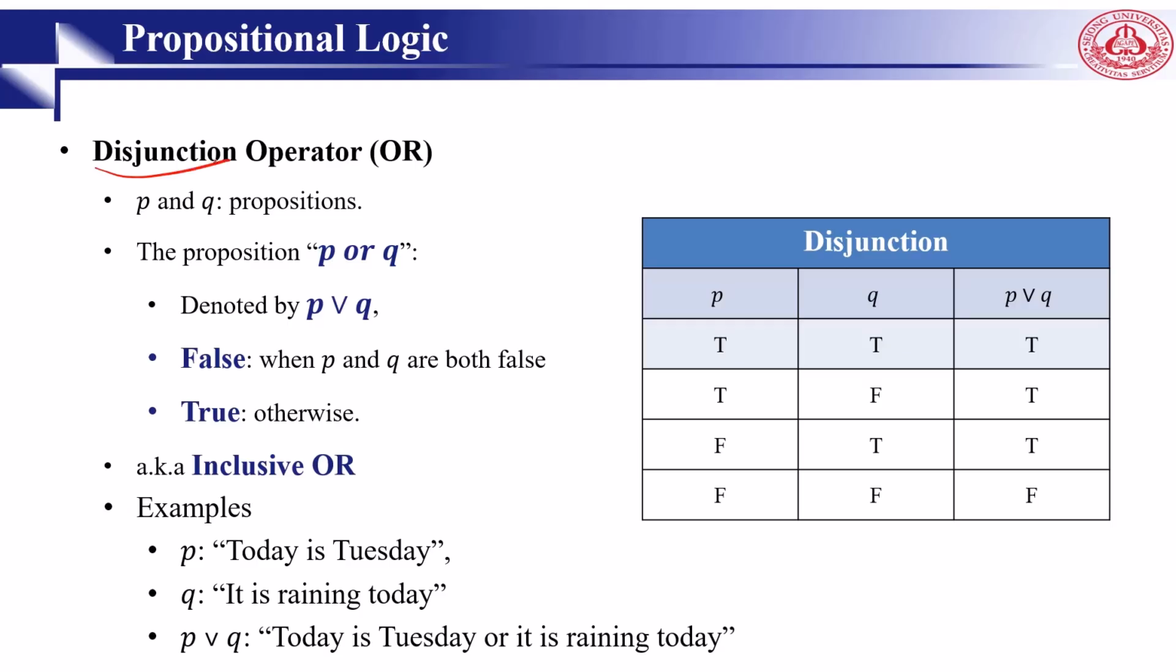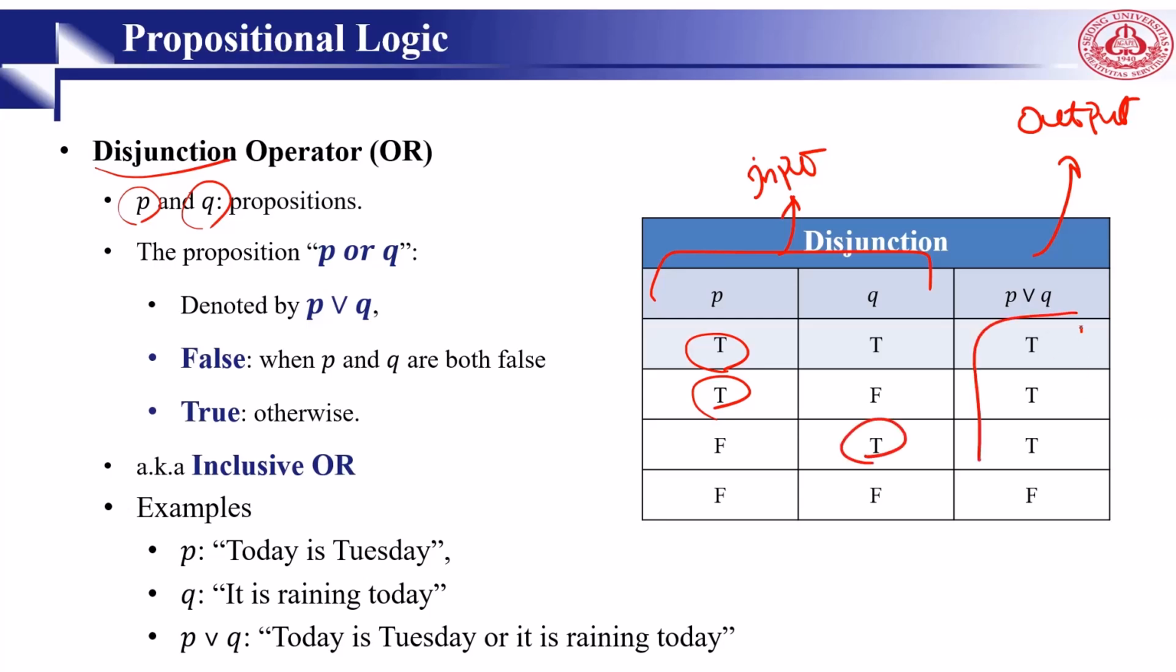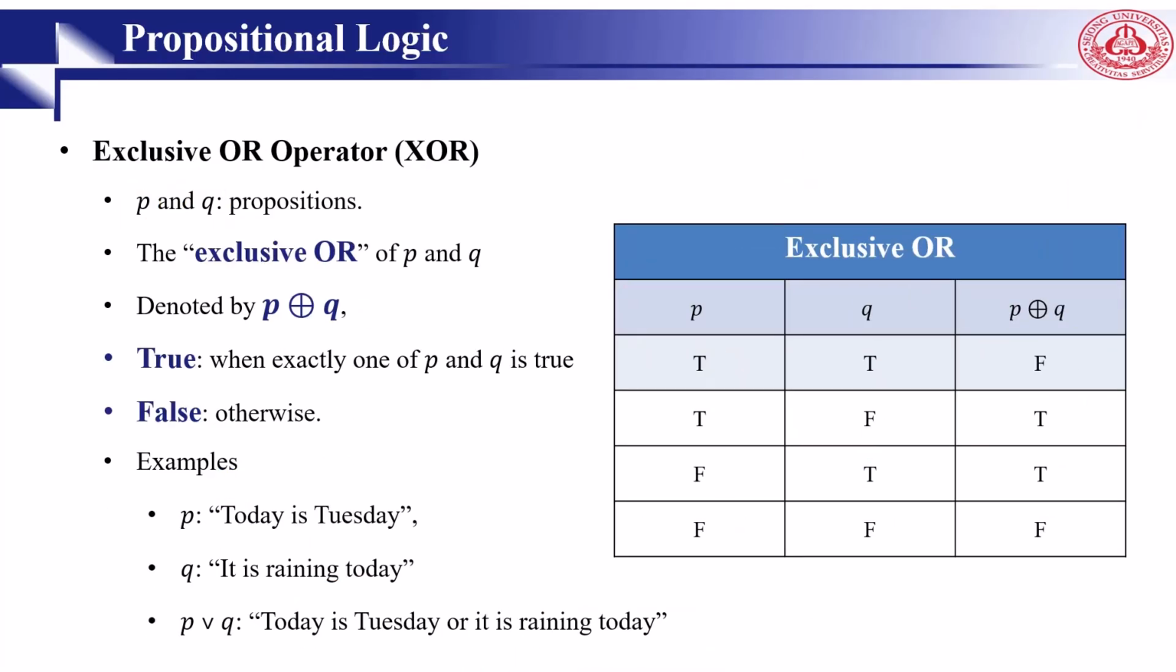So we call it this disjunction. We have two propositions as input, and one proposition as output, right? If only one is true, the output will be true. But if both are F, the output will be F. This is also called inclusive OR. So here, if only one constraint is satisfied, the output will be true. One is sufficient.